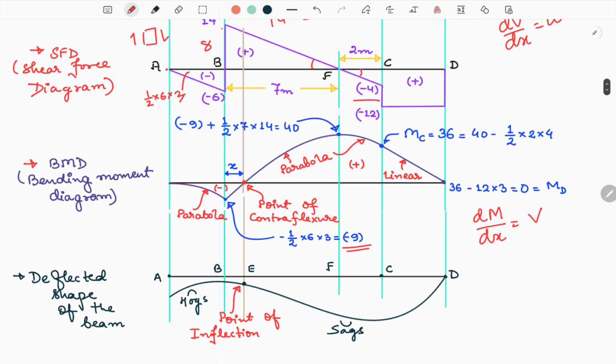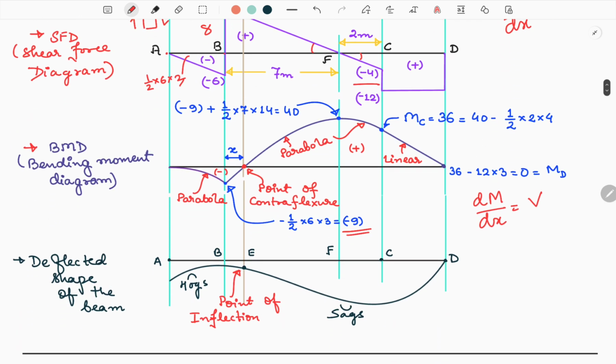At last, we can draw the deflected shape of the loading diagram. So between A and E till point of contraflexure, the beam will give hogging moment, and between E to D, the beam will give us sagging moment.